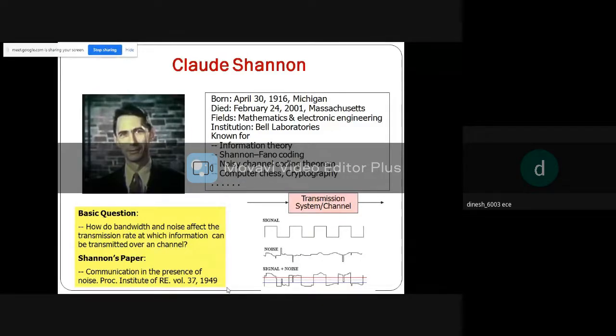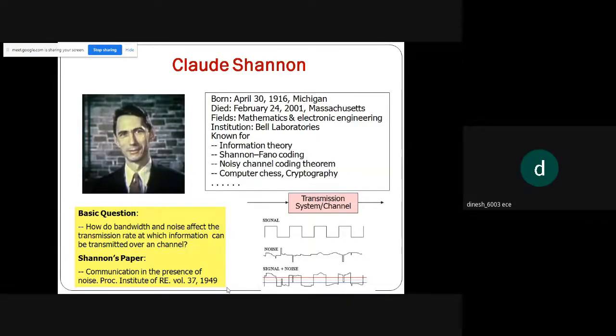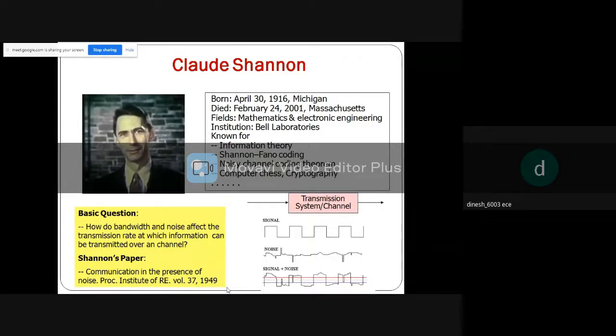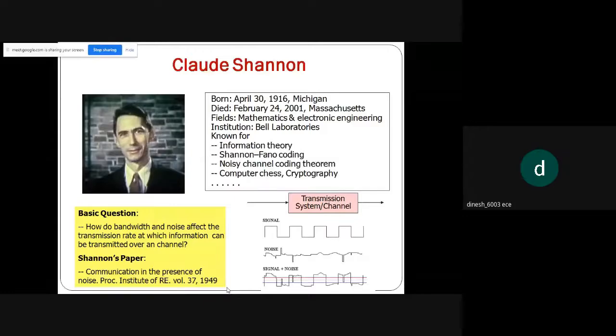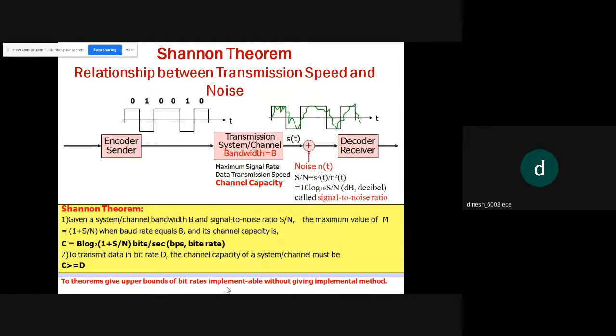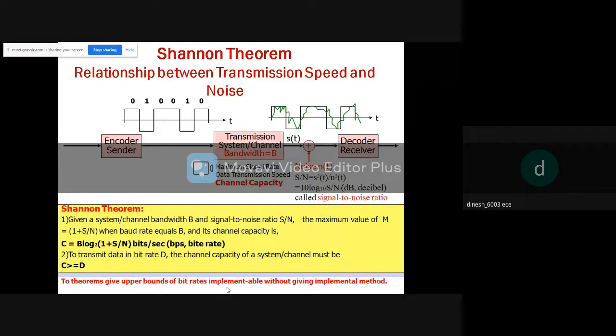Okay, so the basic question is: how do bandwidth and noise affect the rate at which information can be transmitted over a channel? This was the question he addressed, and he answered it appropriately. The paper is Communication in the Presence of Noise, Proceedings of the Institute of Radio Engineers, volume 37, 1949, Claude Shannon. So Shannon's theorem is more concentrated on the channel bandwidth, and the relationship between the transmission speed and noise.